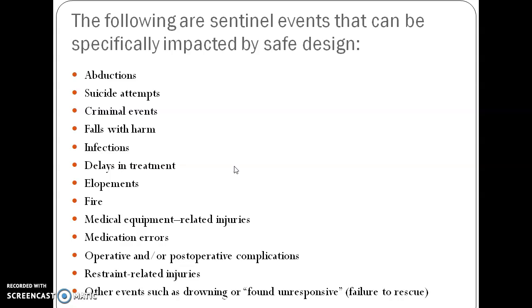The next point is fall with harm. So that's what I explained to you in the previous video also. Like for example, if the patient is taking treatment in the hospital and the patient falls down from his bed, or maybe the stairs are very steep so that the patient is not able to walk and he trips. So in that case also, that must be taken care of.